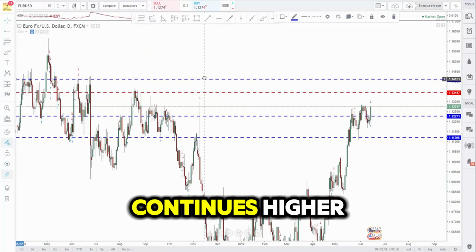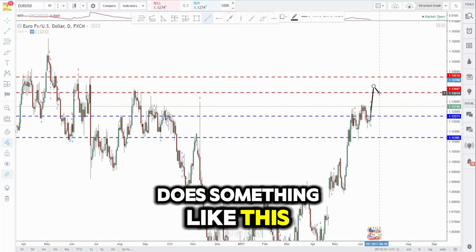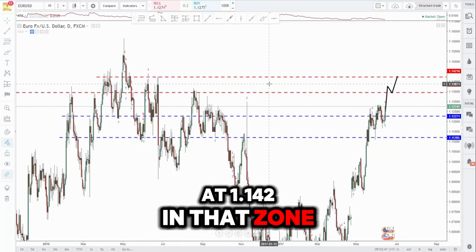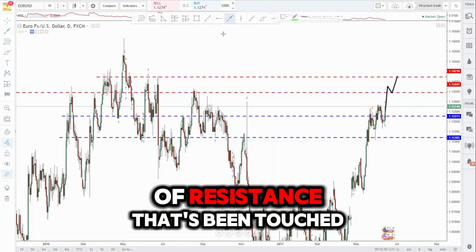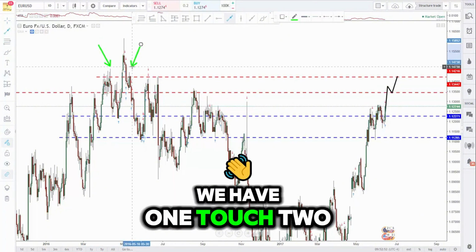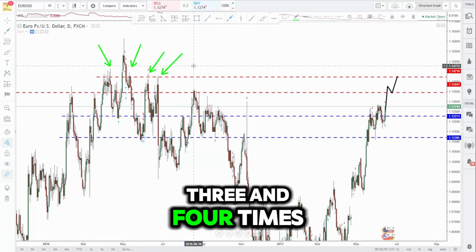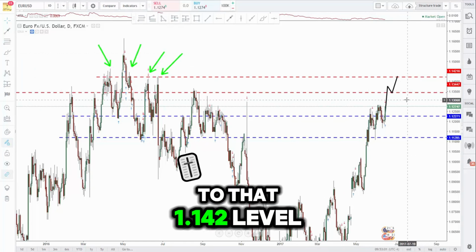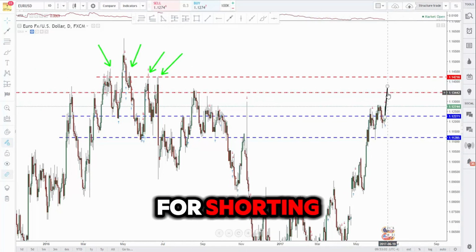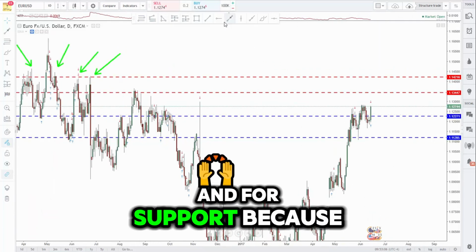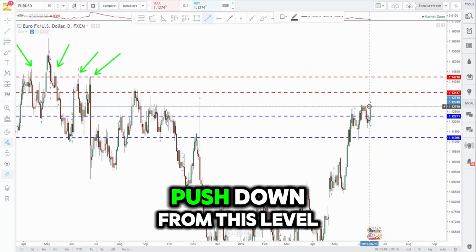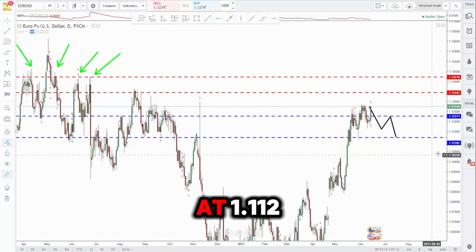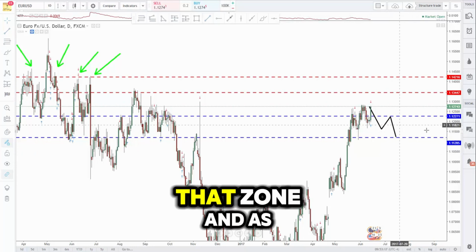And if this market continues higher, let's say the market does something like this, then I'll be looking at my next resistance level at 1.142 in that zone. The reason being, we have a level of resistance that's been touched at least 3 times. We have 1 touch, 2, 3, and 4 times the market has reacted and been pushed down from this level. So if the market does get back up to that 1.142 level, then I'll be looking for shorting opportunities there. And for support, because we still could see this market push down from this level and then back up, we're looking at 1.112, that zone.